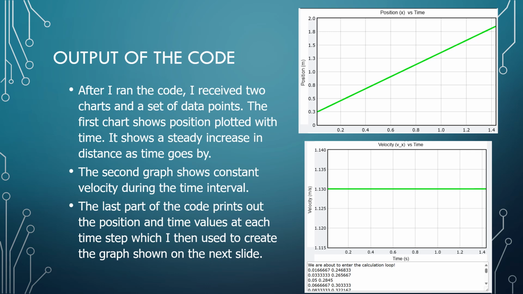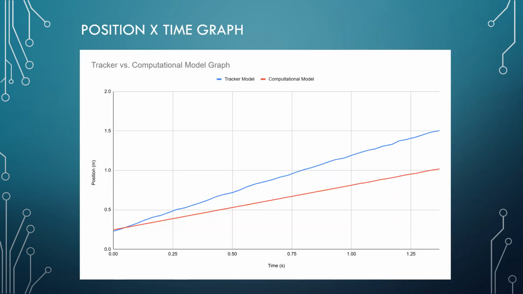So the output of the code was these two graphs and then the data points below. For the first graph at the top, it plots position versus time. It shows a steady increase. And then the second graph shows velocity versus time, which stays constant. And then the values below print out the position and time at each time step. And I used that data to create the graph on this slide.